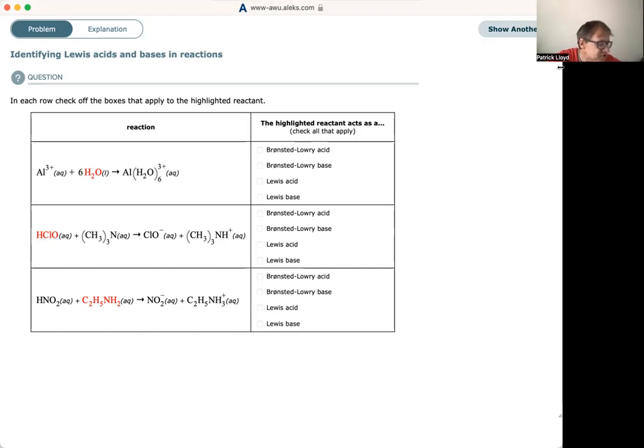The second possibility is that it's either a Lewis acid or a Lewis base. Here we're looking for new chemical bonds. And in order to identify new chemical bonds, you have to be able to draw Lewis structures. So let's look at this first one, the aluminum plus water, from the perspective of Lewis structures. So you have aluminum, and then you have 6 waters.